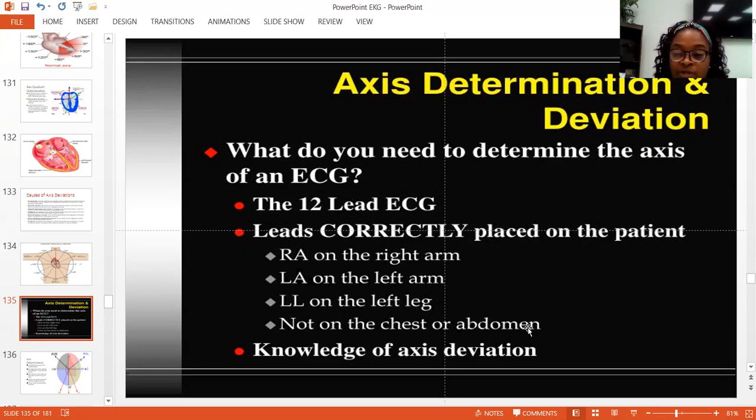Because it will have to be redone, and you can cause damage to the patient, because these situations are oftentimes a matter of life or death for these patients. You know, if you have somebody in the ER that's possibly having a heart attack. Okay, and then you'll need to have knowledge of the axis deviation. And we will, because we're going to talk about that.